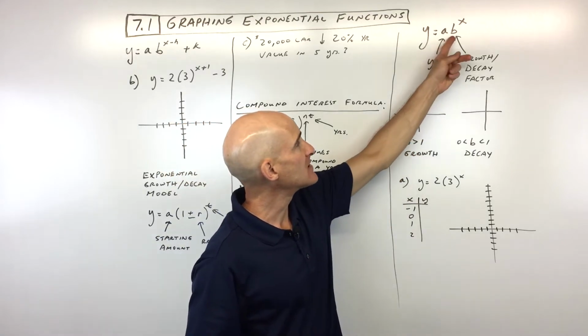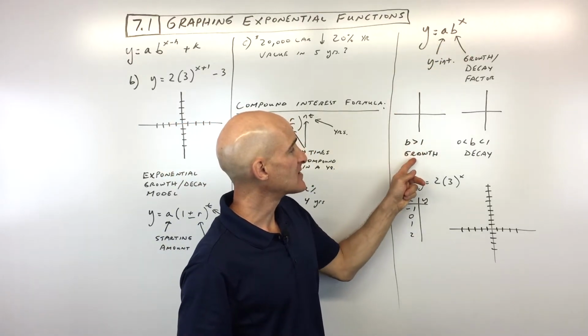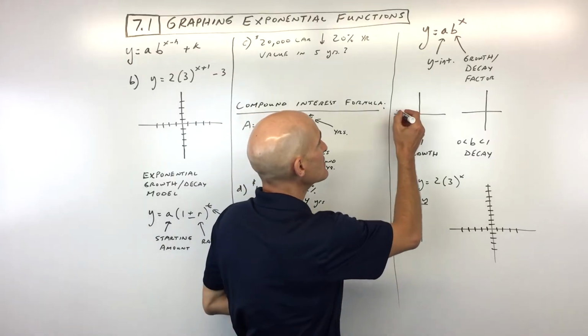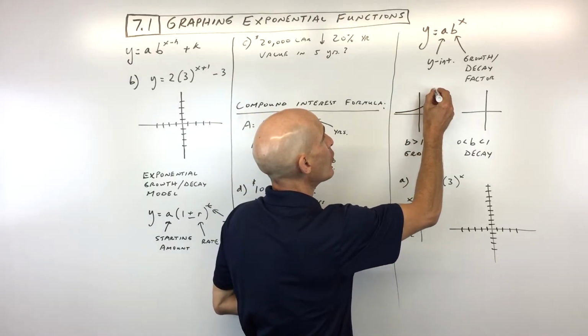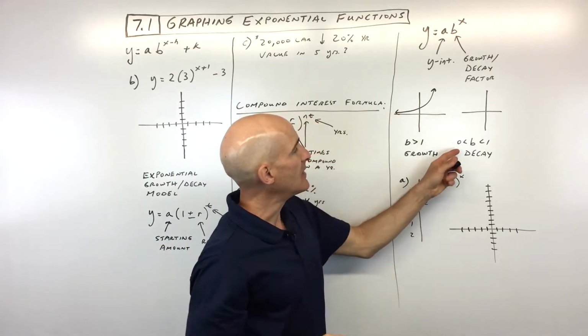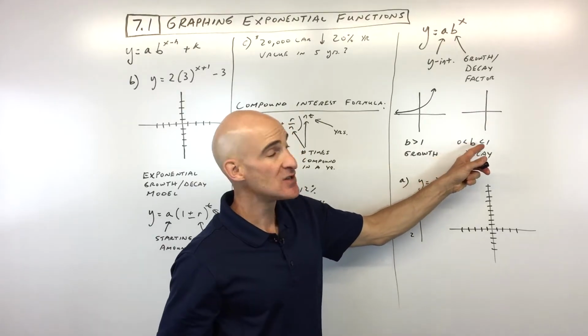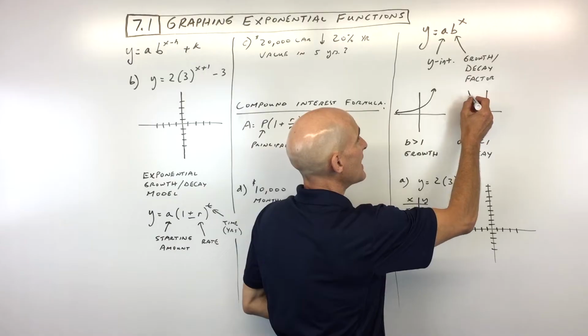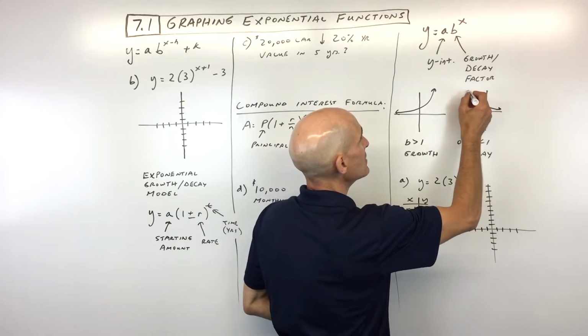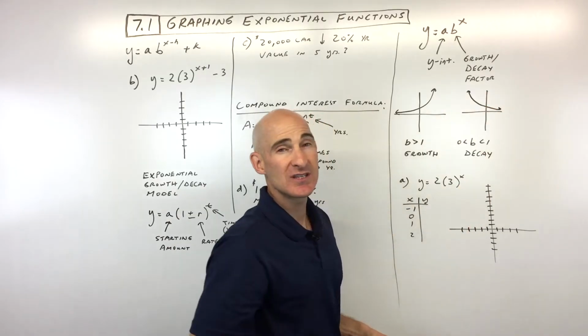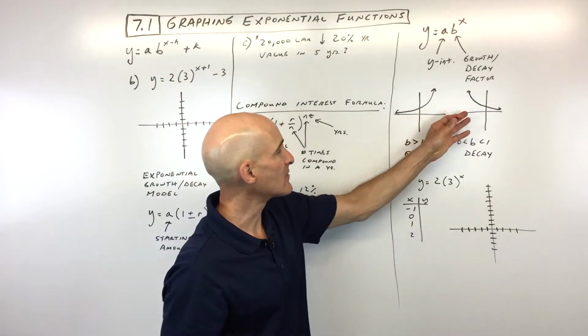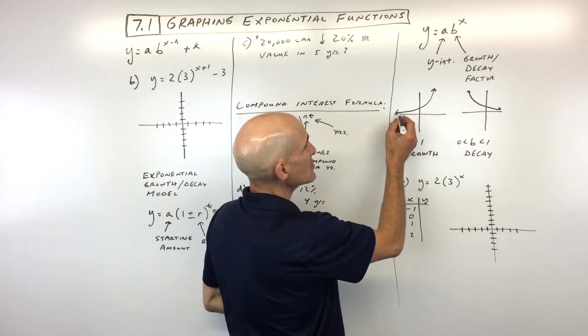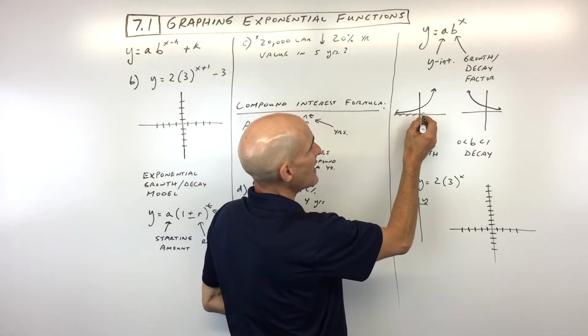Well, if the base is greater than 1, it's going to be a growth function, meaning that this graph is going to grow or go up to the right. And then if the base, the b, is in between 0 and 1, like a half or a third, then it's going to be a decay function, and it's going to be going down or decreasing to the right. Now, notice in both of these graphs, the graph actually gets closer and closer to the x-axis.